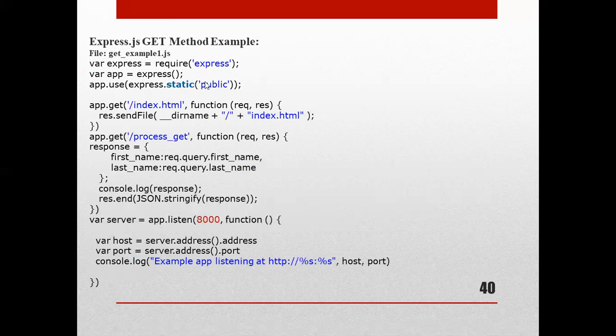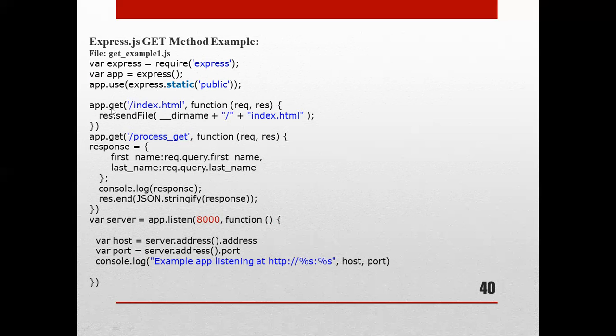Then we have one JS file, get example one.js. In this file, first we have to import the express module by using the require function, like var express equals require, and inside the brackets in single quotes write express. We are going to import this express module. Then initialize it, like var app equals express function. Then use the app method here: app.use(express.static('public')).